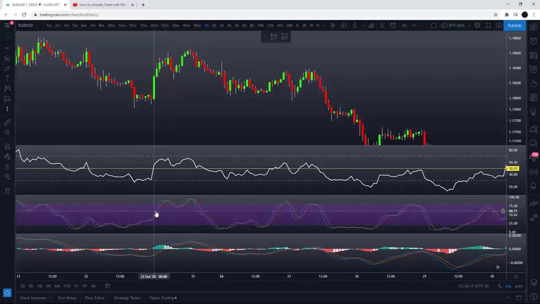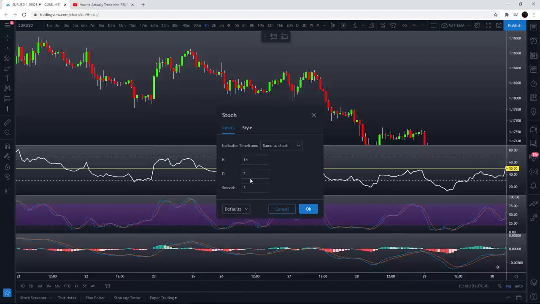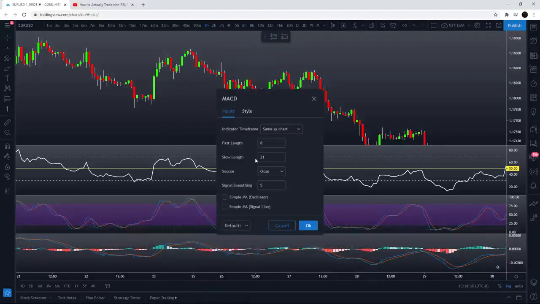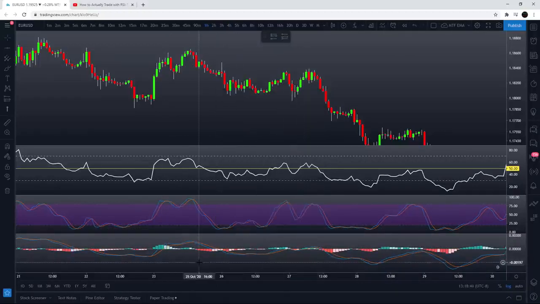Then we have a stochastic, which has the settings as 14, 3, and 3. Essentially what this is for is when you see stochastic go overbought above the 80, you're going to be looking for a short, and then to take a long, our stochastic needs to go down below the 20 line. And then there's the MACD, and the settings are 8, 21, and 5. So those are changed. And this is similar to the others. We're just waiting for a cross down for a short and a cross up if we want to take a long.